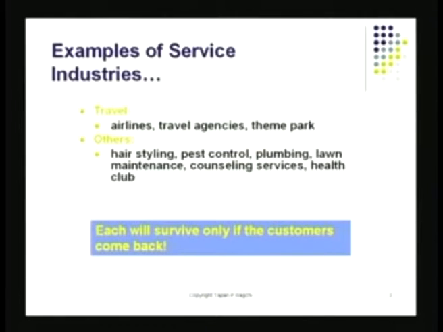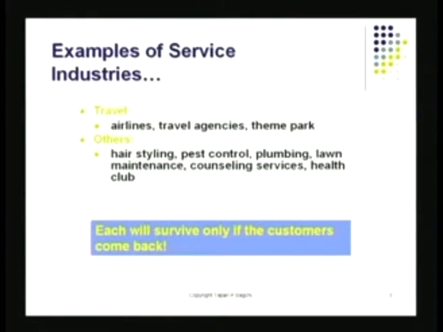And in fact, each of these business entities would survive only if customers come back to them. Otherwise, they would not be there. So this is something that's very important for us to realize. Services exist because there are customers. And service is something where there is instant delivery.